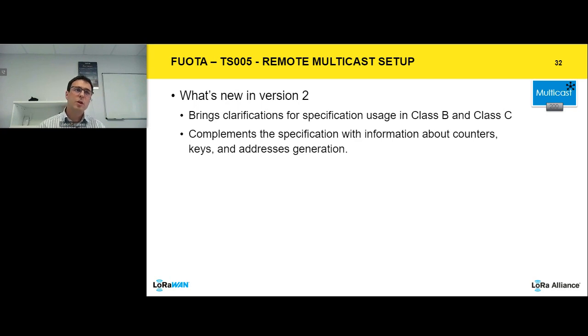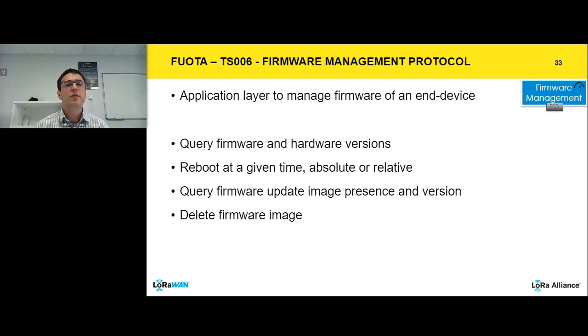So it's closer to version 1 than the others, but there are some clarity and new information for interoperability. Okay, two specifications left. The technical specification number 6 is the firmware management protocol. So it's again an application layer. It's to manage the firmware on an end device.